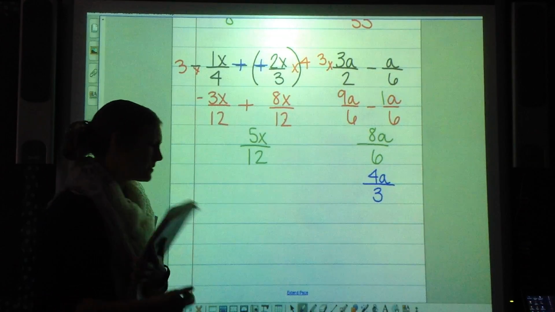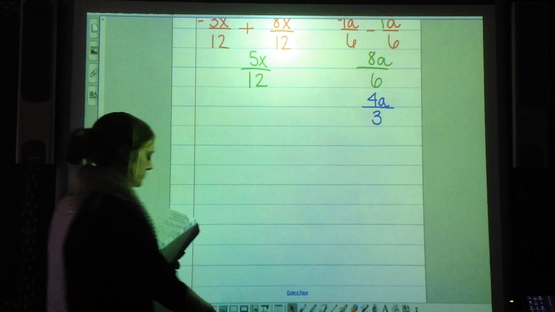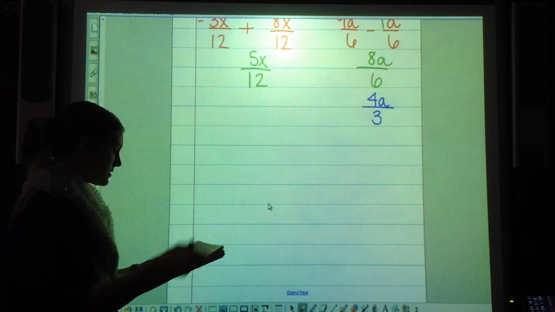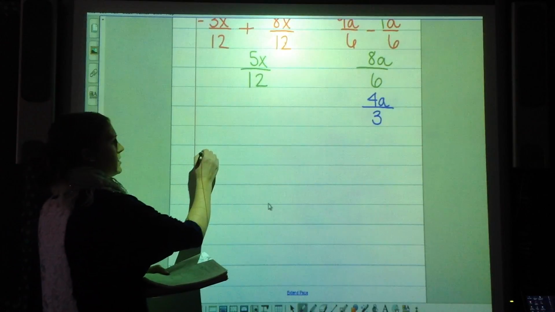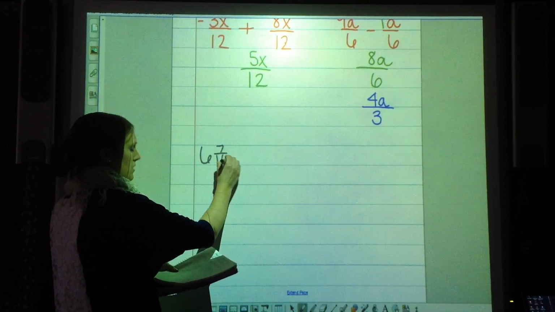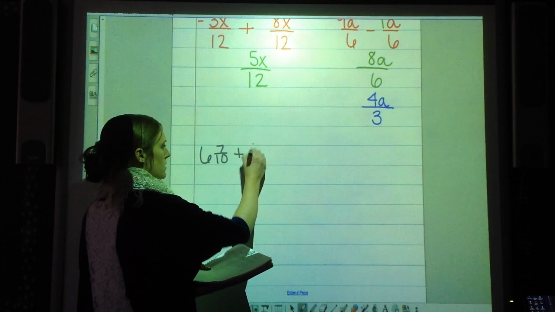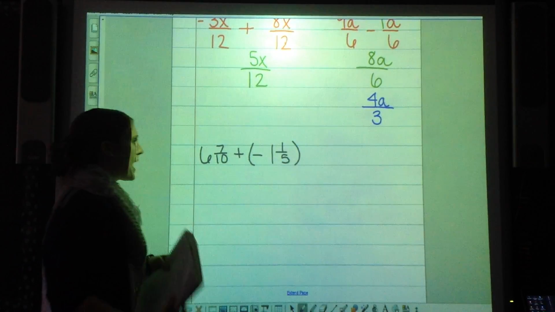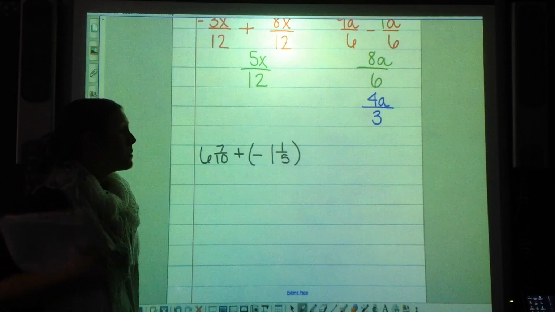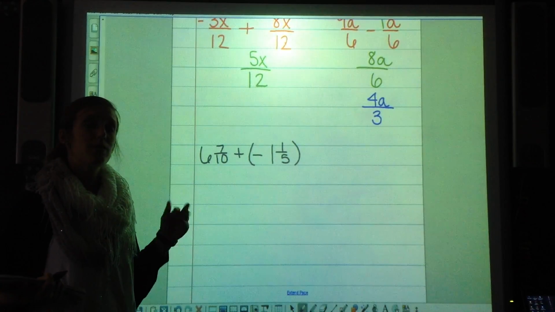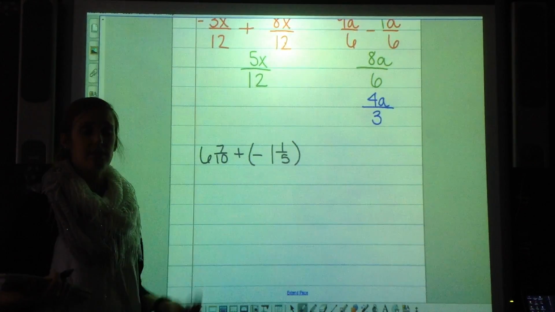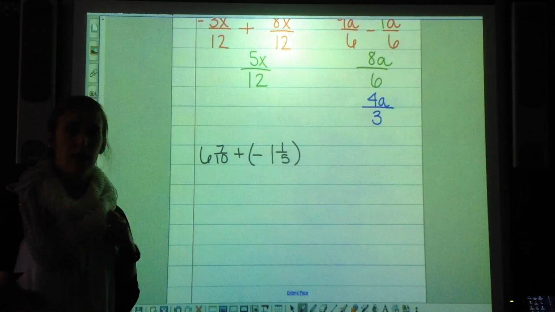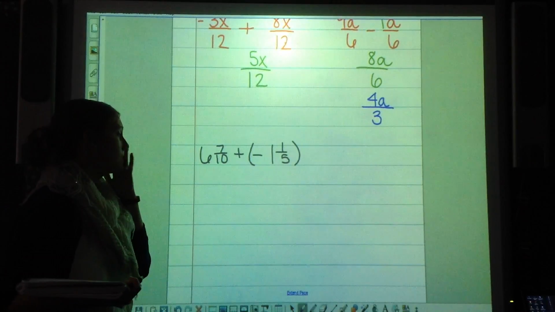Let's try some mixed numbers. 6 and 7/10 plus a negative 1 and 1/5. Now, in the last lesson, when we were doing these problems, we were stacking the mixed numbers vertically on top of each other. Let's stick with that. Let's keep that tradition going here.